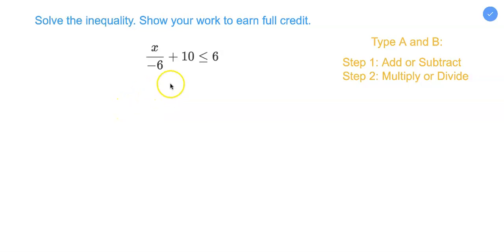Today we're going to be looking at this type B inequality. With a type A or a type B, you want to first, in step 1, add or subtract, and then step 2, multiply or divide. That'll be the simplest way to do this problem.